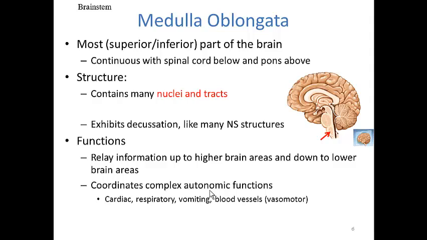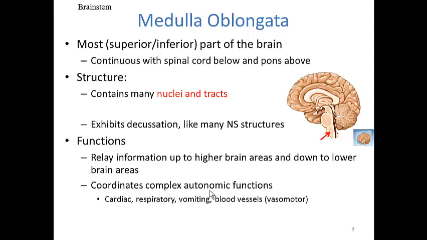And that's a little different from something called a tract. A tract is more like a nerve. It's a bundle of axons that are relaying information from one location to another. So whereas a nucleus is going to process information and maybe control an activity, a tract is just simply sending information from one place to another. And we find both of these things in the medulla oblongata. Like many parts of the nervous system, the medulla oblongata exhibits something called decussation, which means that there's a crossover from the right to the left side.